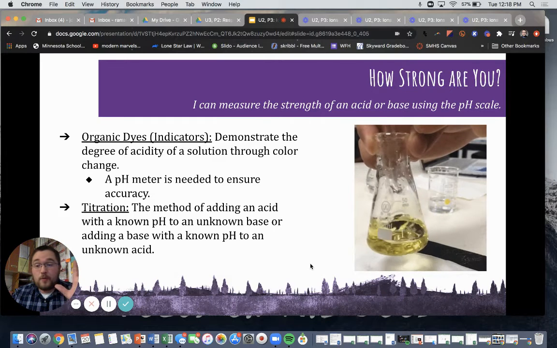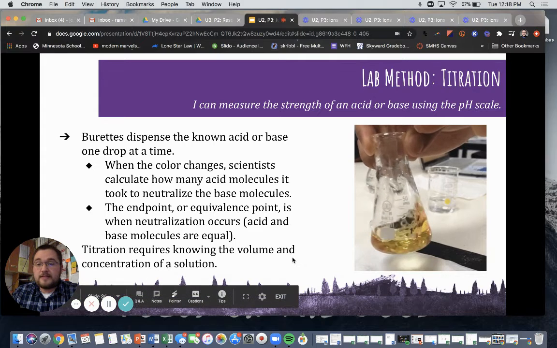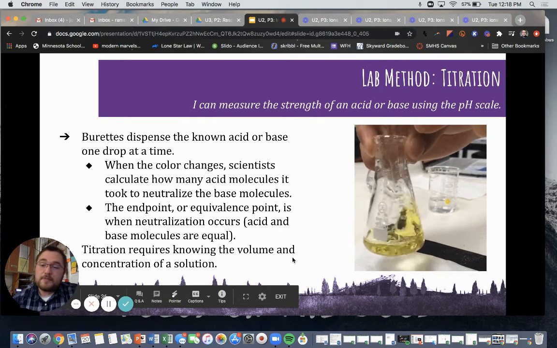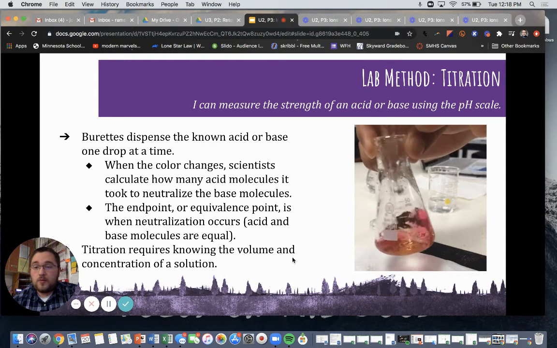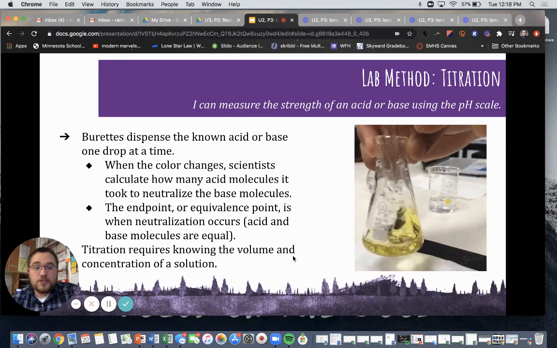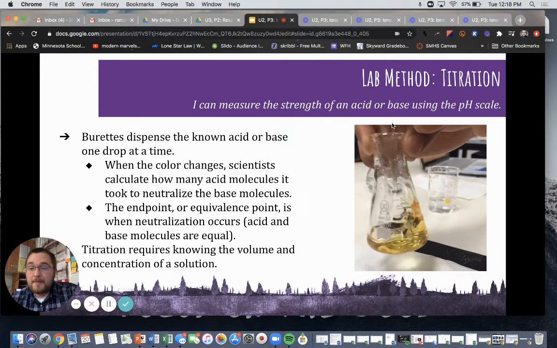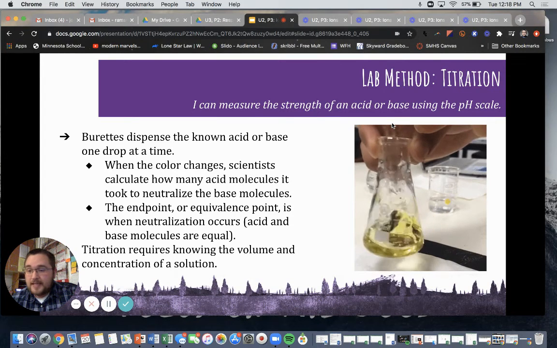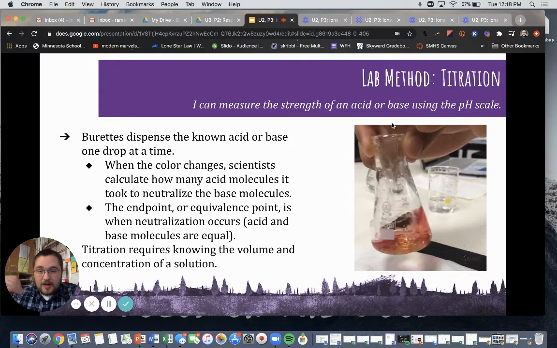And it goes a lot more complicated than that, but we're not going to focus on that too much in this class. But just a rundown of that method, burettes dispense the known acid or base one drop at a time. So in that burette column, which is over here, you can see that glass tube, that's going to be the known acid or base. So we'll know that that acid, for example, has a pH of 3. Okay? And we're going to dispense it one drop at a time.